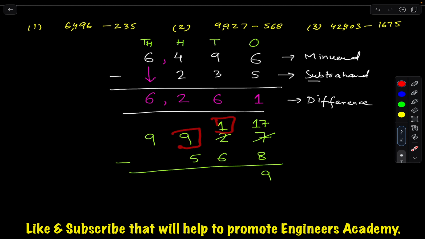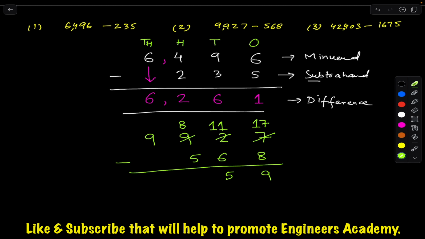We need to borrow 100 from this 9 number. So we will borrow 100. So we will have 8 hundreds left, and we will have 11 tens here. So now 11 minus 6. So 11 minus 6 is 5 tens, right?